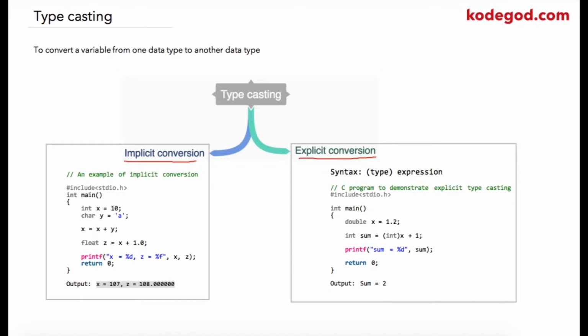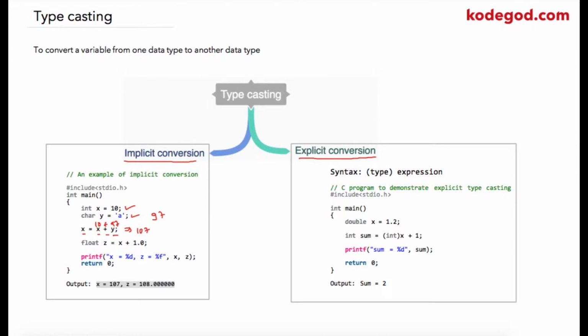We have int x equal to 10 and char y equal to single quote 'a', which is nothing but 97. And I'm writing the instruction as x is equal to x plus y. So here this y will be converted to an integer implicitly by the compiler. So 10 plus 97. So the output would be 107 for this statement.